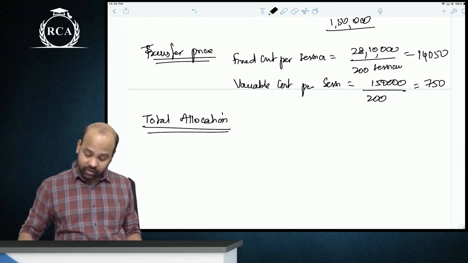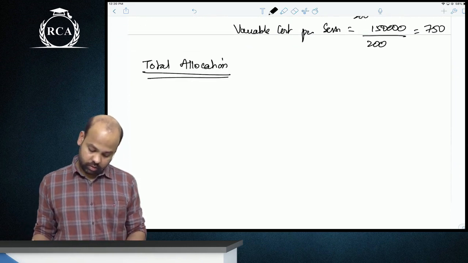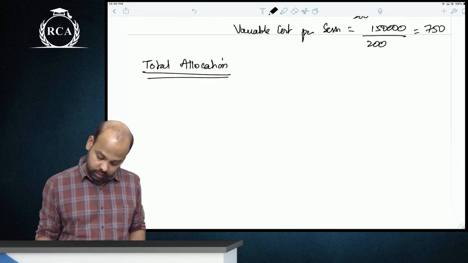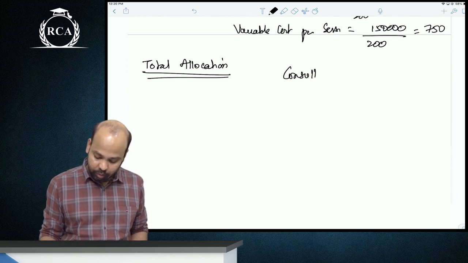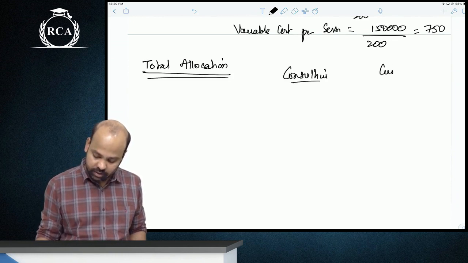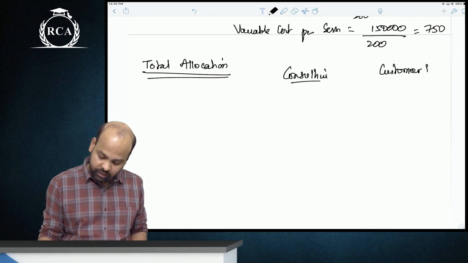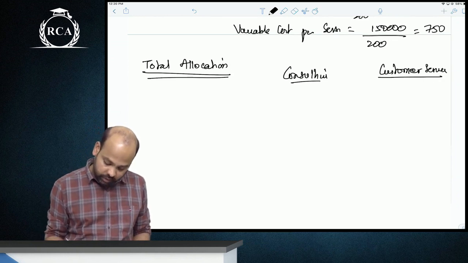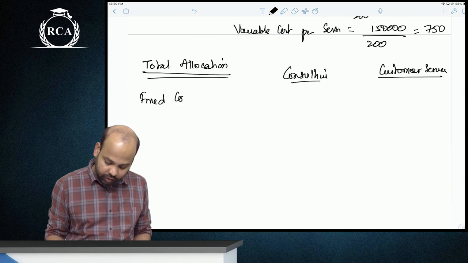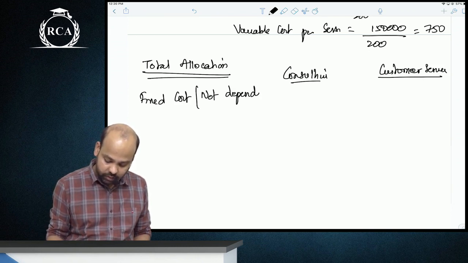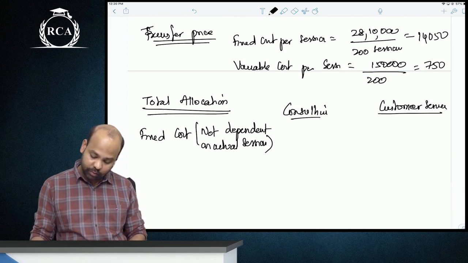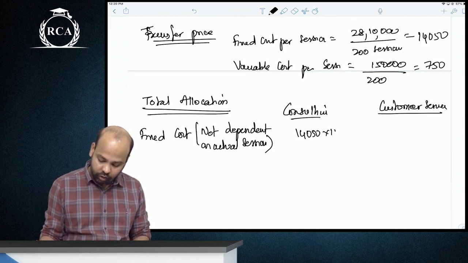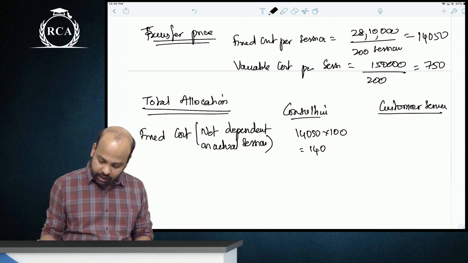Now the total allocation to the consulting department and customer service. Fixed cost will not depend on actual sessions. They say fixed cost will be allocated based on budgeted sessions. Irrespective of the actual sessions, both of these departments are going to get an allocation of 14 lakhs 5,000.